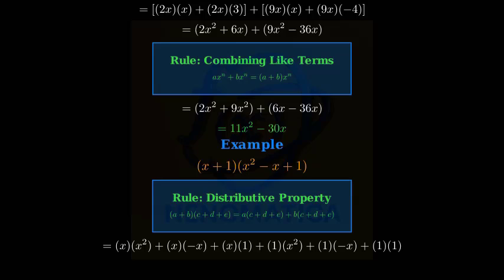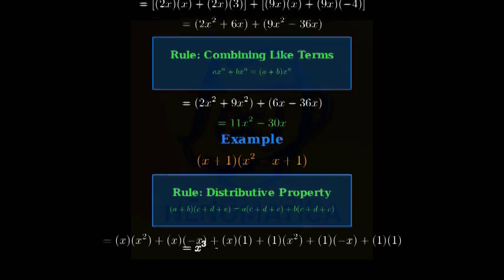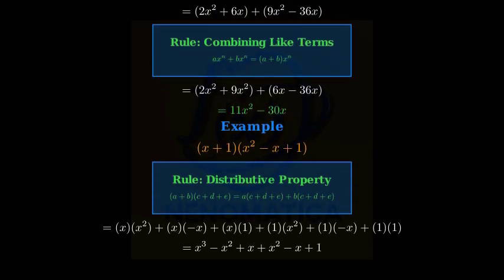So we have x times x squared, x times negative x, x times 1, 1 times x squared, 1 times negative x, and 1 times 1. Let's multiply each term. X times x squared is x cubed. X times negative x is negative x squared. X times 1 is x.